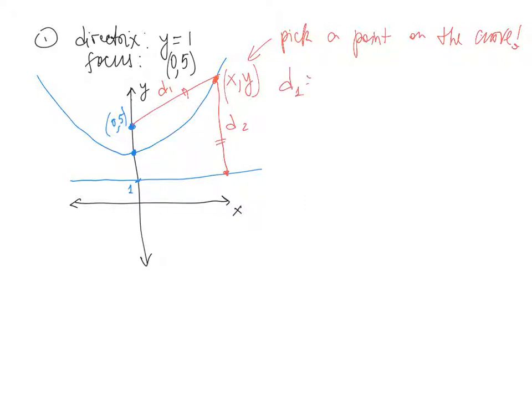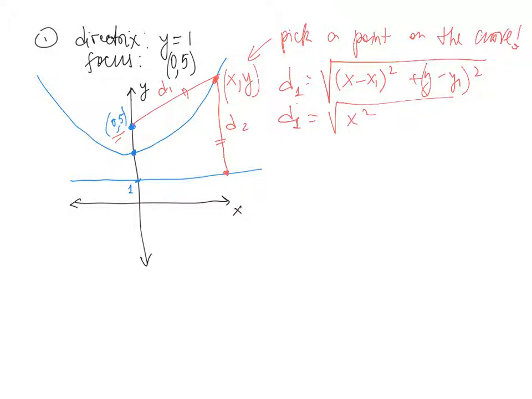D1. Now, D1 is the distance between two points with their coordinates. So we can just use the distance formula, square root of (x minus x1) squared plus (y minus y1) squared. In this case, the coordinates of the focus are 0 and 5. So x minus 0 is just x. I don't need to write it. Plus (y minus 5) squared. This is my distance.